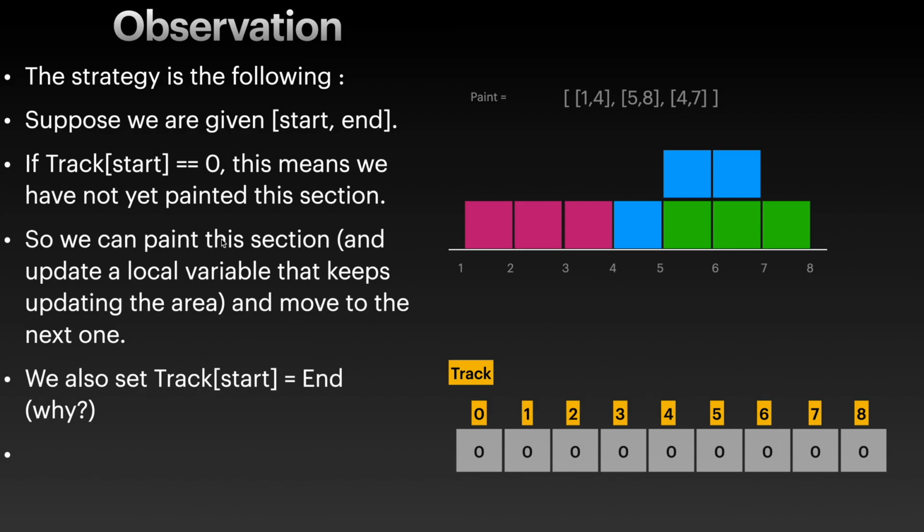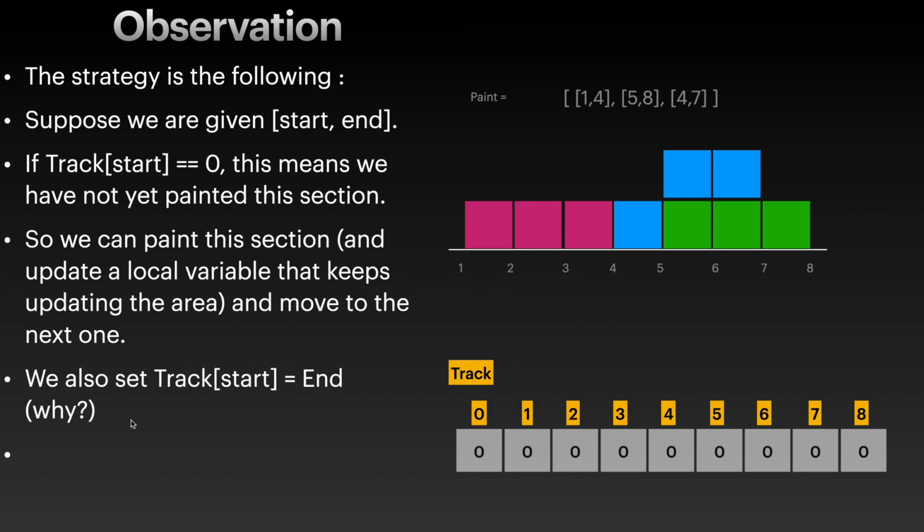So let's hypothetically work on this example. If track of start is equal to 0, what does that mean? This means we have not yet painted this section, and then we will modify this value. We will create a local variable, something like answer or result, and increment that result variable by 1 whenever we encounter an unpainted section. And then we set track of start equal to end.